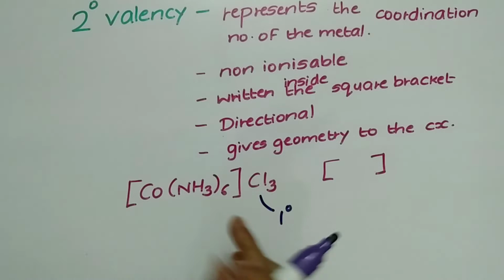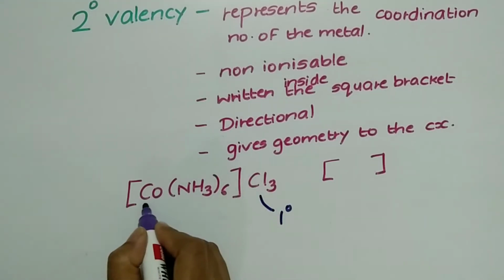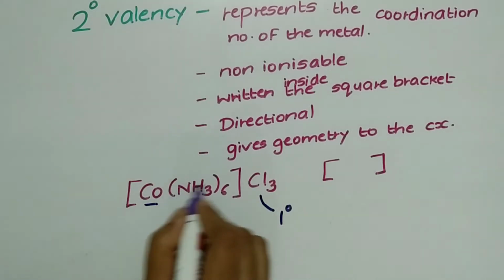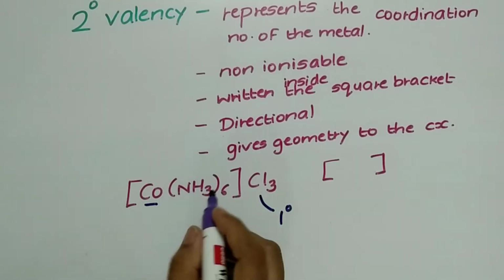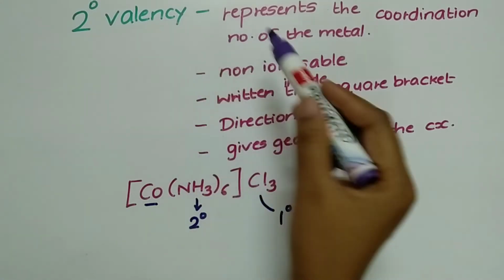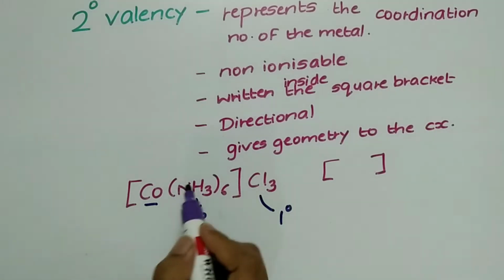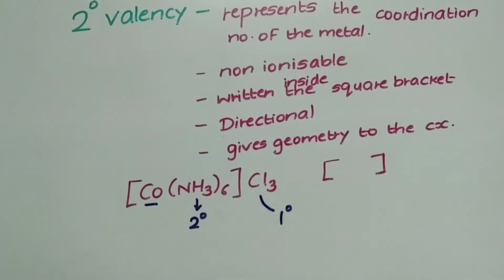What is written inside the square bracket with the central metal atom? The central metal atom is cobalt here. What is written along with that? The ligand. That is the secondary valency. So secondary valency NH3 6 represents the coordination number of the metal. Coordination number means how many ligands are attached to the central metal atom. So the coordination number for this metal is 6.